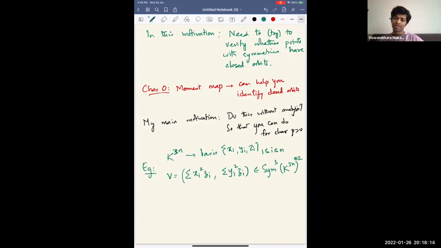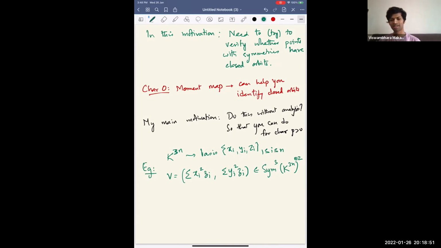It's fairly complicated. You can't do this that easily by hand by trying to find equations or anything of that sort. Even in the case when, let's say, n is 1, it can still be pretty hard to figure this out. So just x squared z and y squared z in Sym^3 of K^3, two times. Now the good news is that I can tell you whether the orbit of this is closed or not, and it will come through the techniques that I will try to explain over the next 50 odd minutes.